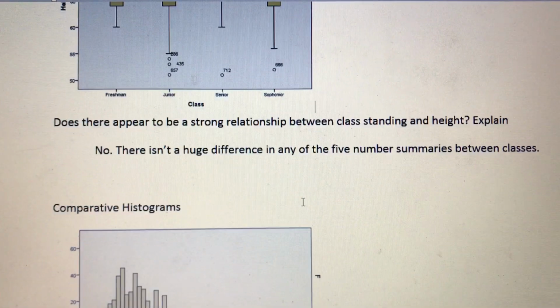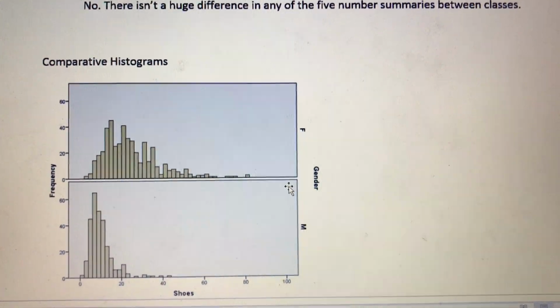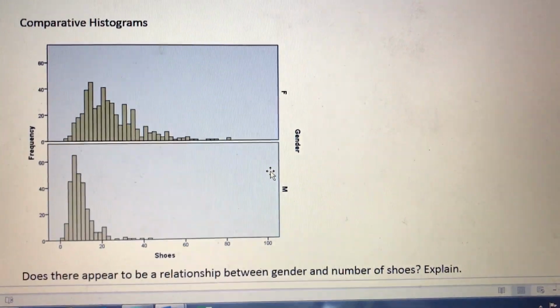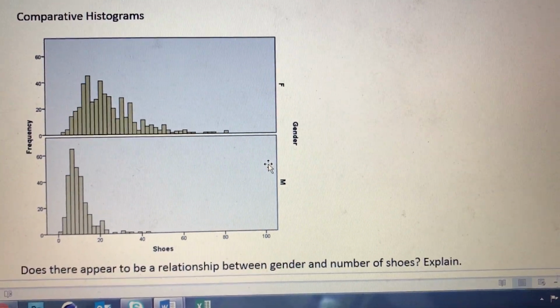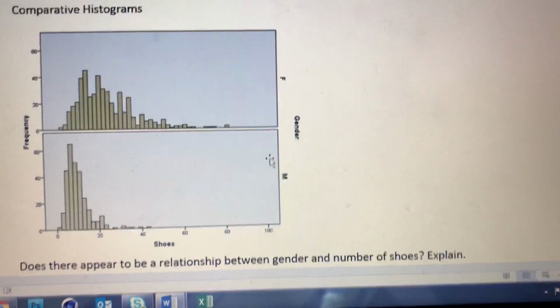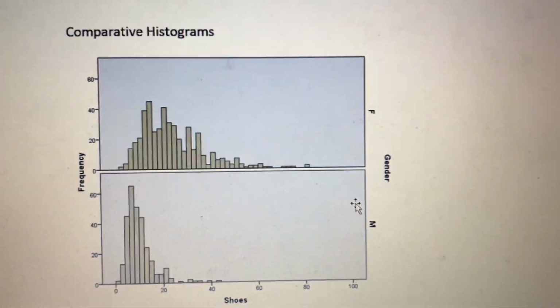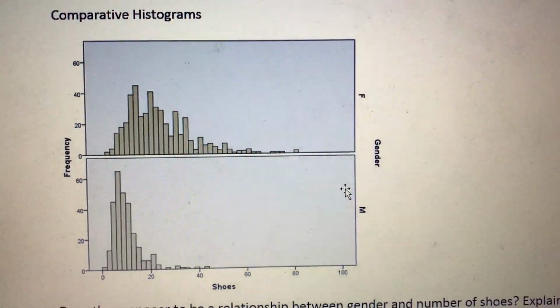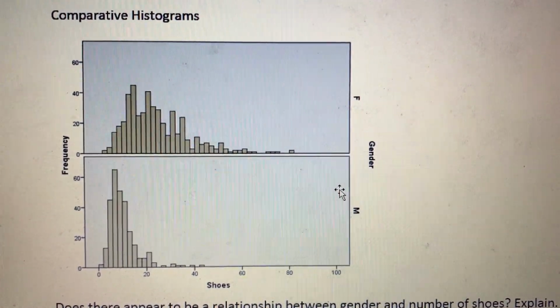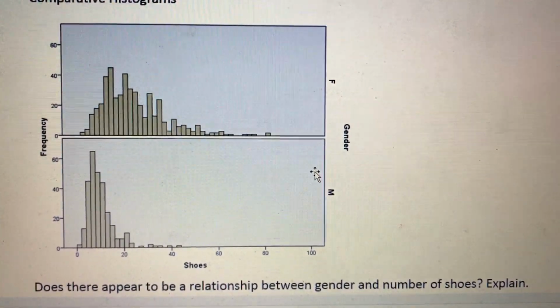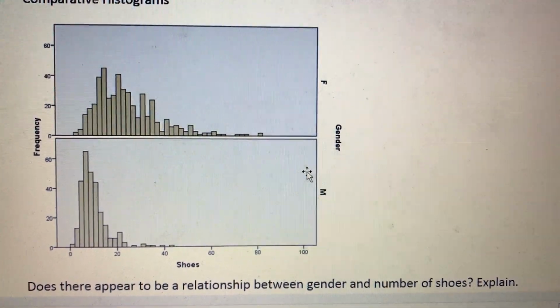The other type of graph that we can use is comparative histograms, where we've got a separate histogram for each one of our outputs on our categorical variable. Here we've got number of shoes broken down by your gender. And in the data, I've only had males and females. So here we can see the number of shoes for females on top and males on bottom. And does there appear to be a relationship between gender and number of shoes?